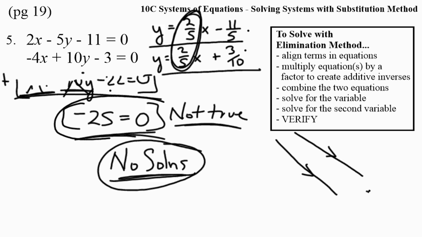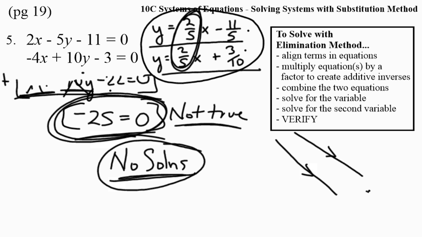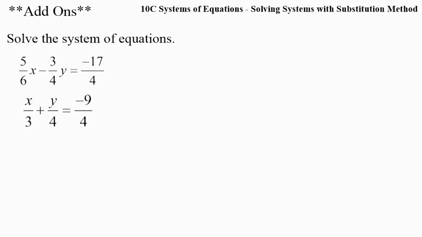So the math just got to a point where it didn't work. Why is that? Because if I look at this graphically, I see they're parallel lines and there's no solution. There you go. Solving through elimination. Now, a couple add-on questions. These are important that you understand.